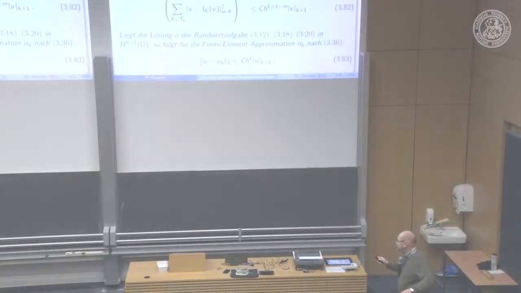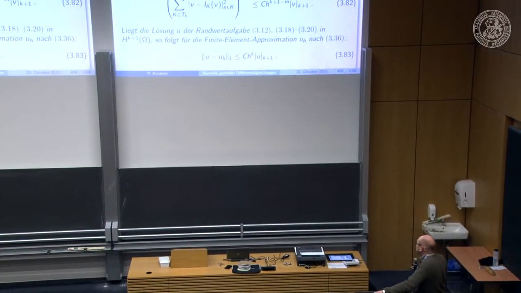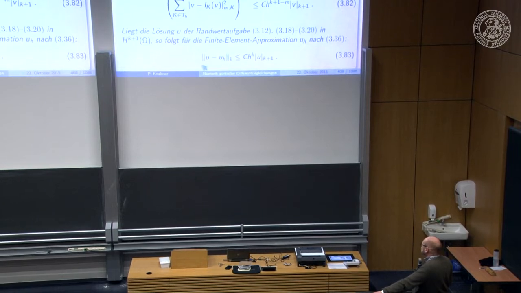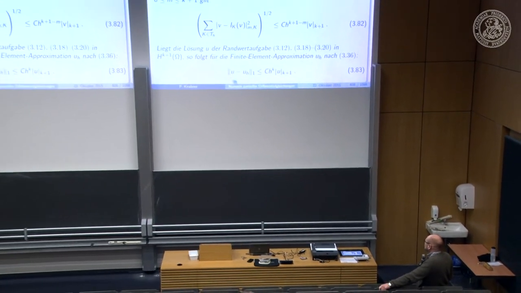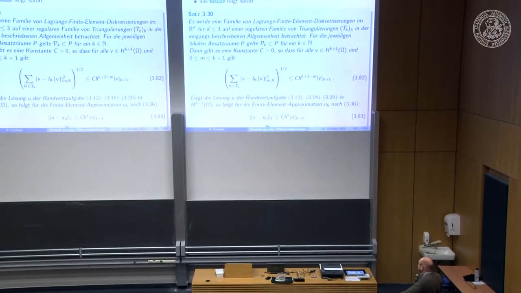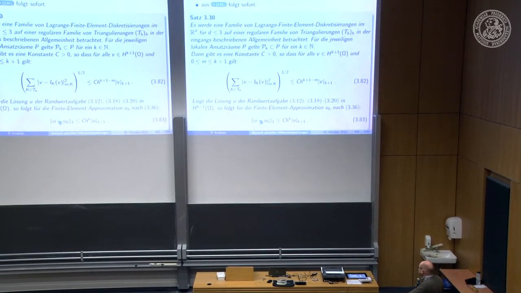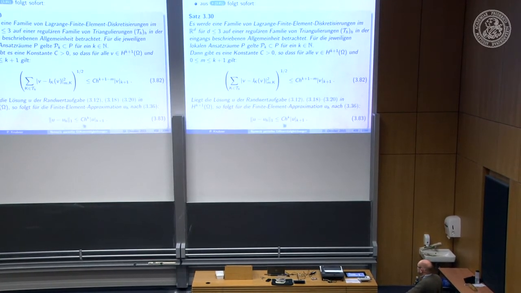So what have we seen up till now? We have an estimate for the error between the exact solution of the boundary value problem and the approximate solution we get by the finite element method. We measure the deviation in the H1 norm. And the error estimate says the following.